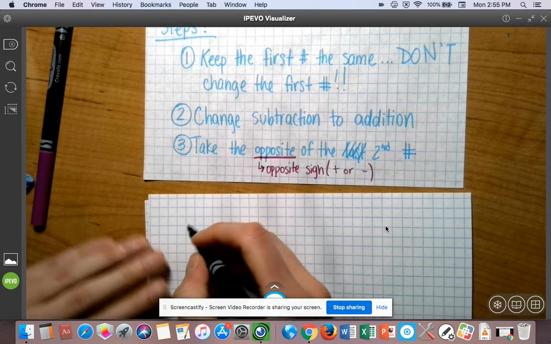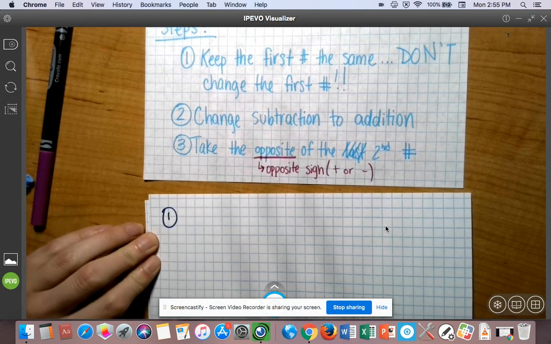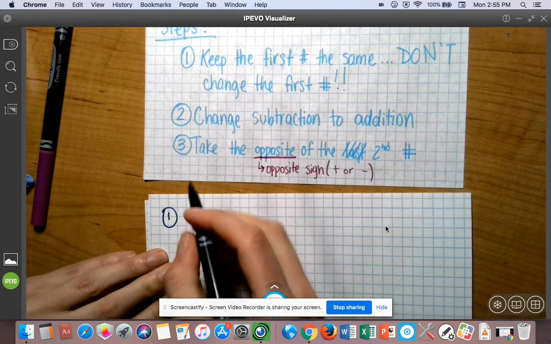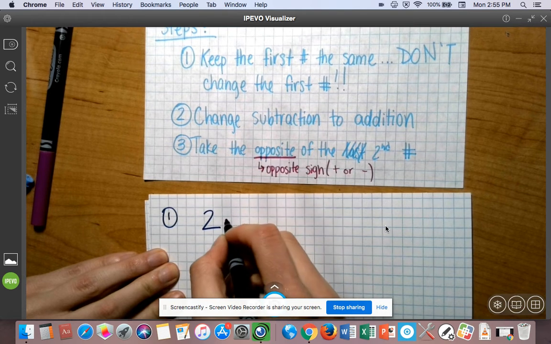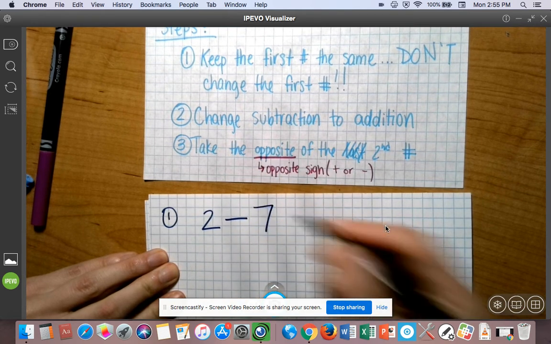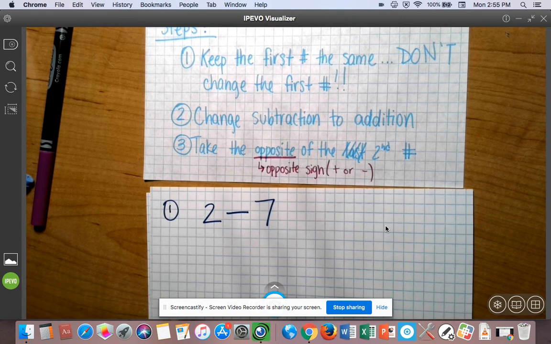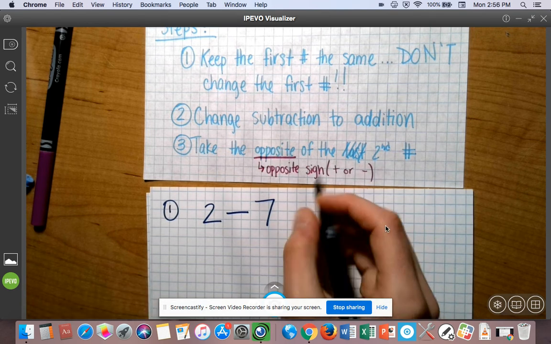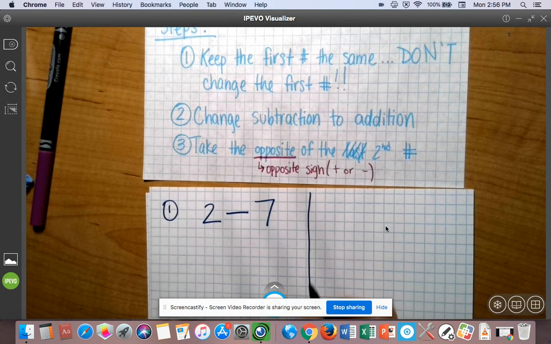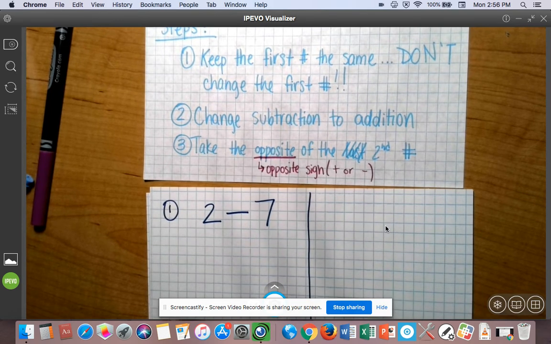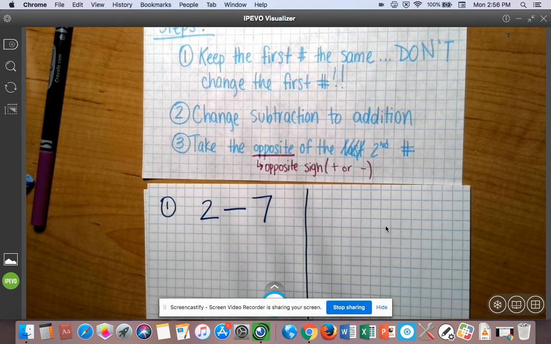All right, so we're going to do two examples together. First example, we're going to do 2 minus 7. Now, some people might know this off the top of your head by just doing subtraction. That's awesome if that's the case. Some people can't. You will be asked to change this into subtraction, into addition, whether you need to or not, because we need to know that you are able to change it from subtraction into addition.